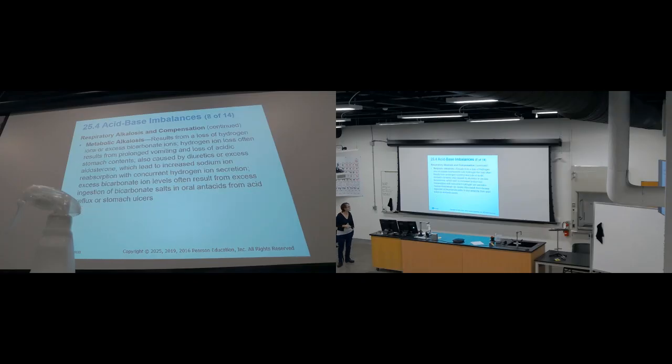That increases the hydrogen levels. Metabolic alkalosis happens from loss of hydrogen ions or excess of bicarbonate ions. An example is excess vomiting. When you vomit excessively, you're losing hydrochloric acid. So that leads to metabolic alkalosis.